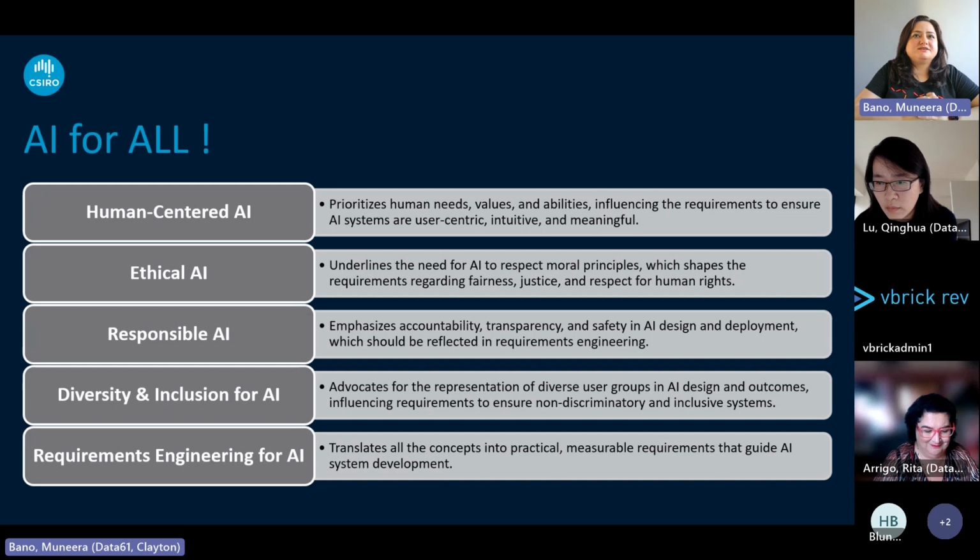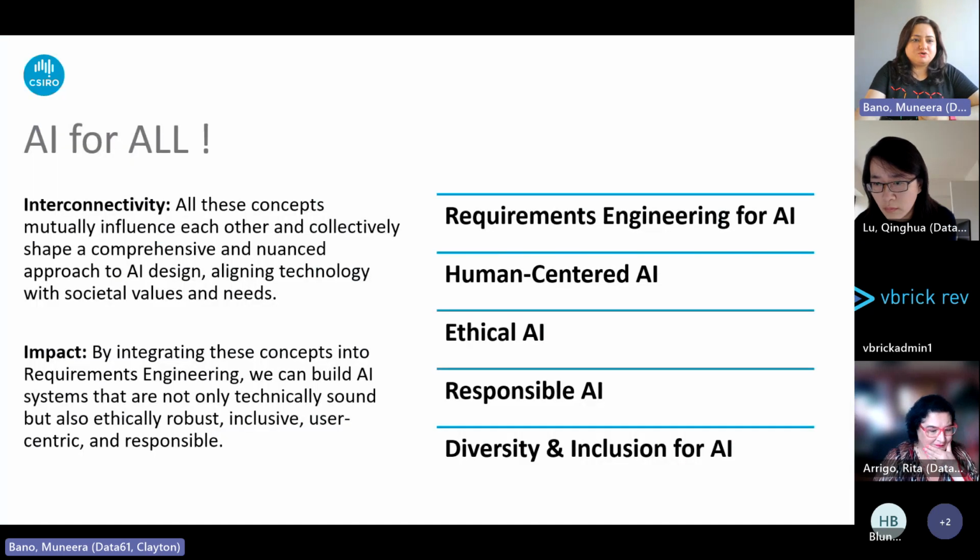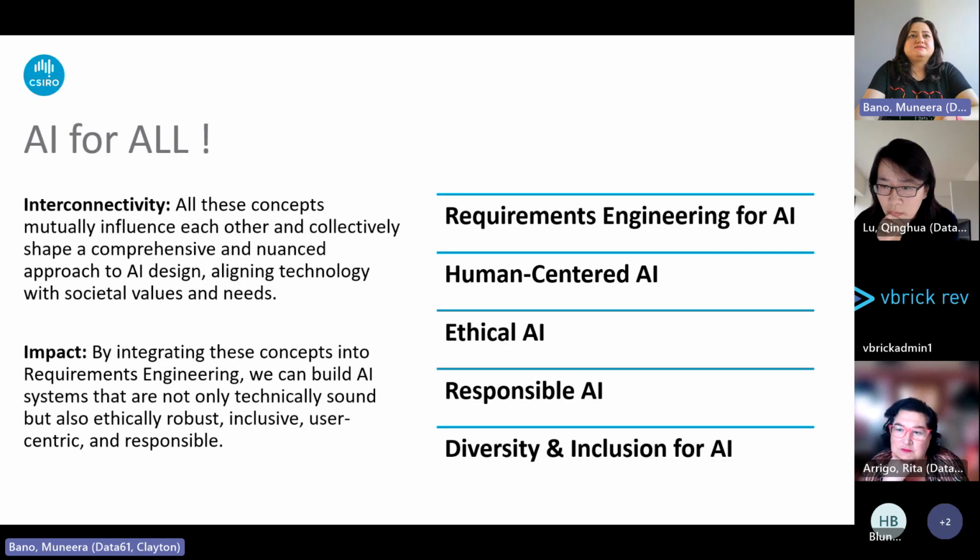Requirements engineering translates all these concepts, collects the data and makes meaning out of it, converting them into practical, measurable requirements that will guide the development of an AI system. All these concepts are connected, but we will look at them through the lens of requirements engineering, my field of expertise, and how to operationalize these concepts, principles, and frameworks into something more meaningful and measurable.